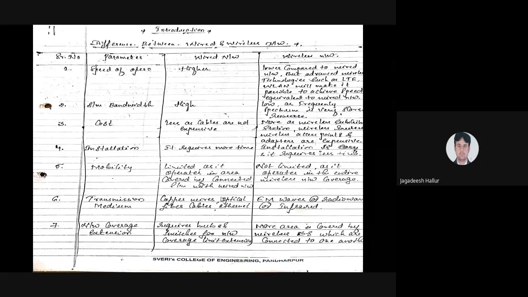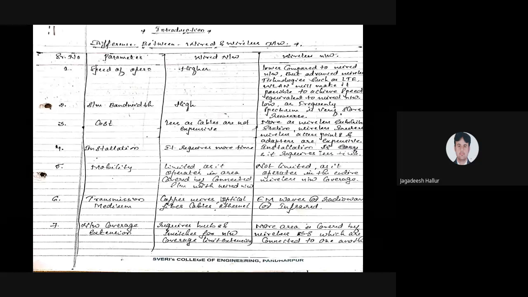Network coverage extension. In wired, if you want any extension for a telephone, you require a different connection. You require different hubs, different switches, different stations. But in wireless, it is not like this. It has to cover more and more area as compared to the wired.